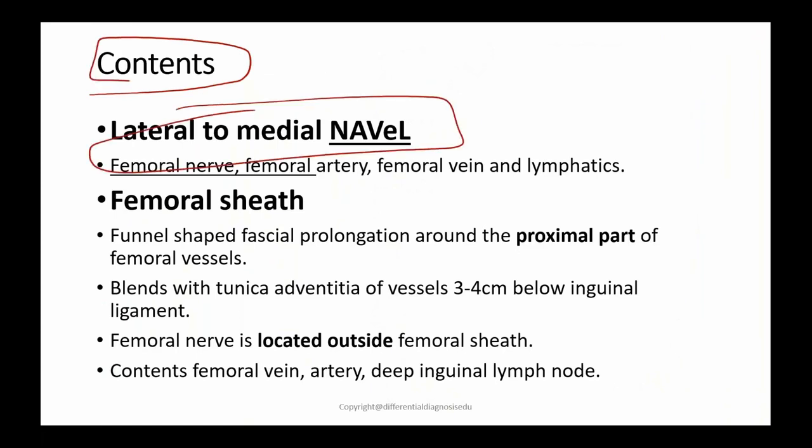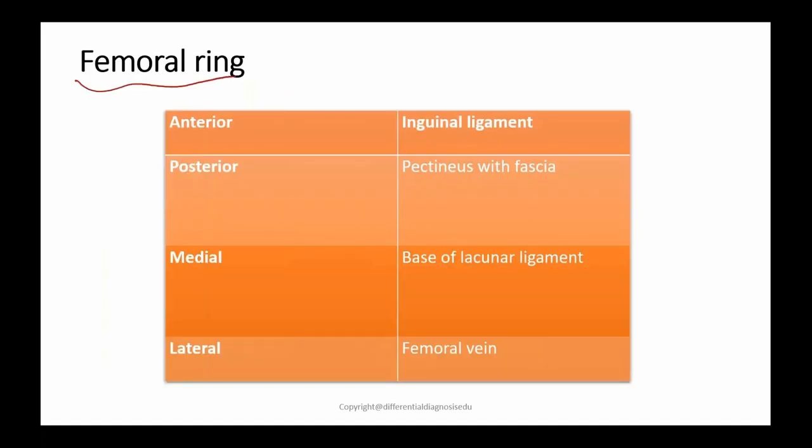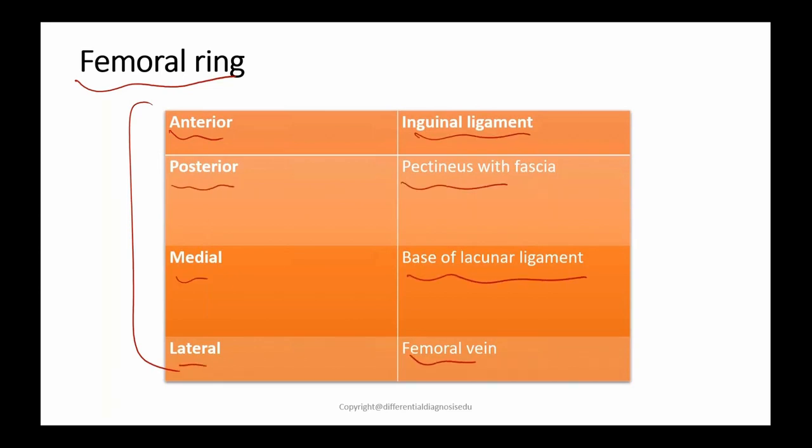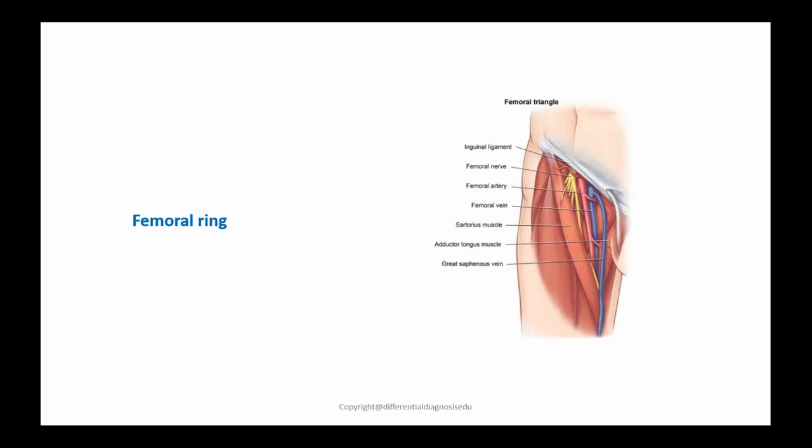Next is femoral ring. Again, they will not ask you about the boundaries, but anteriorly there is inguinal ligament. Posteriorly, pectineus muscle. Medial is base of the lacunar ligament. Lateral is femoral vein. So femoral ring is located somewhere here. Again, femoral ring is not very important. They will not ask you about that. Femoral hernia is very important.